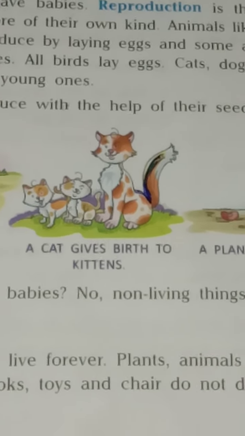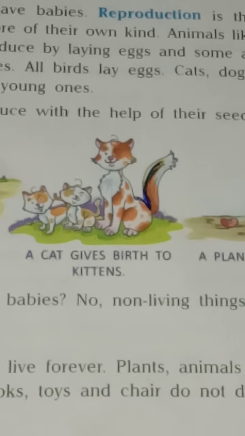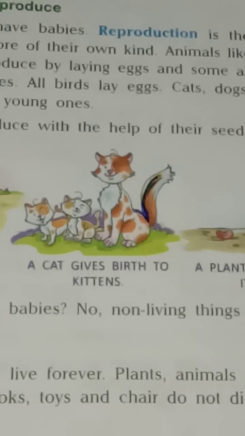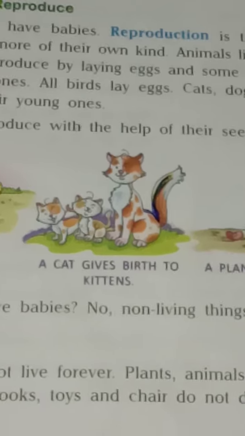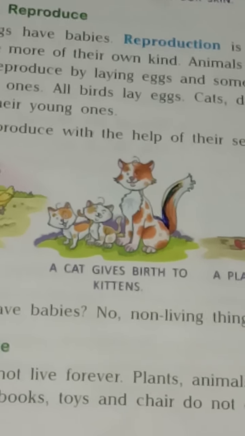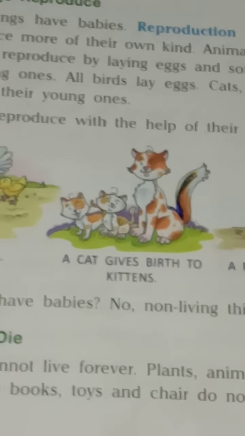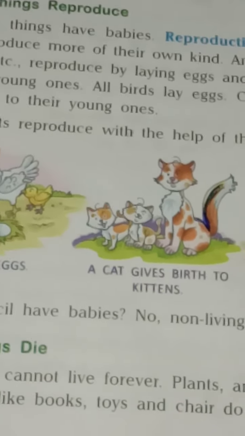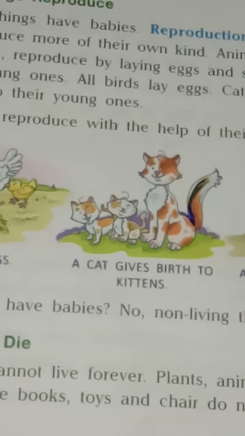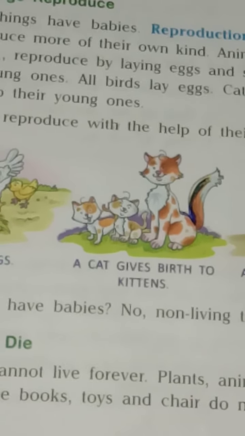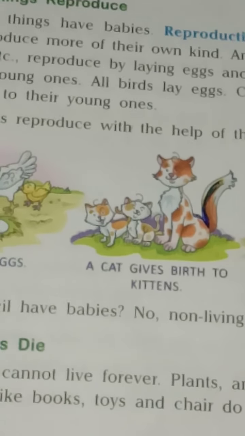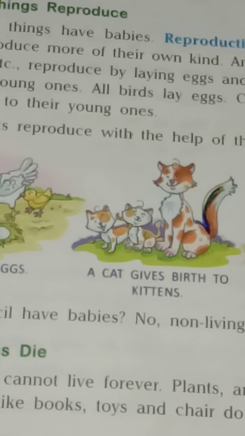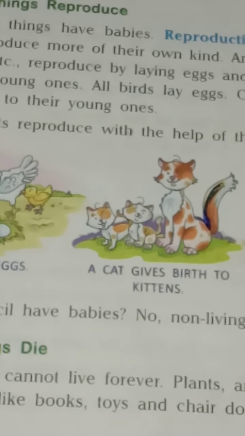Now student, living things cannot always live. The living thing grows slowly after being born. Then it slowly reaches old age and finally the living thing dies. On the other hand, non-living things like book, toys, chair, pencil, car, etc. never die. They live forever.